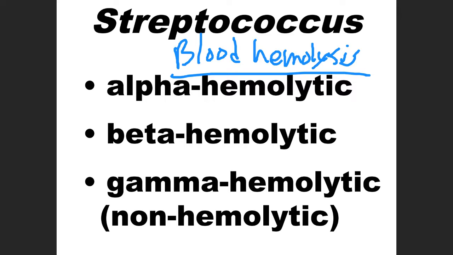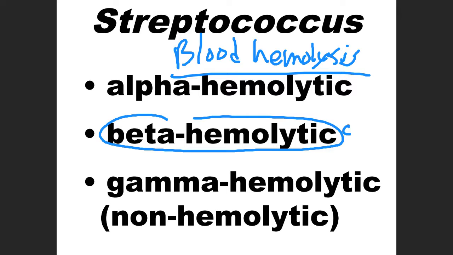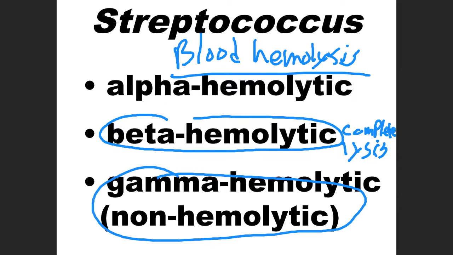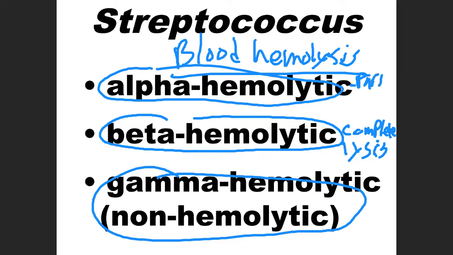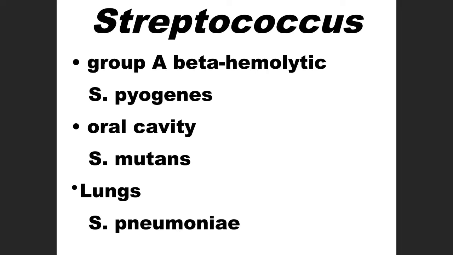If they cause complete lysis, we say that they are beta hemolytic. So this is complete lysis. If they cause no hemolysis, they are gamma hemolytic. And then you have some Streptococcus species that are alpha hemolytic, and alpha hemolysis is partial hemolysis. Some examples: the bacteria that we're going to spend most of our time talking about right now is Streptococcus pyogenes.